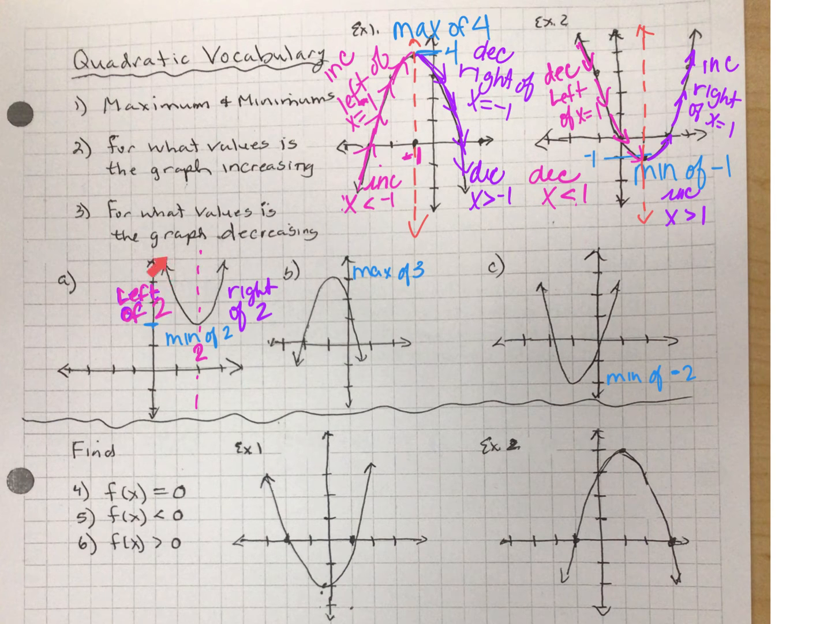So we're looking at this one to the left of 2, because 2 is my vertex, right? Is it increasing or decreasing to the right of 2? Right. So here we are increasing. And to the left, it's decreasing.